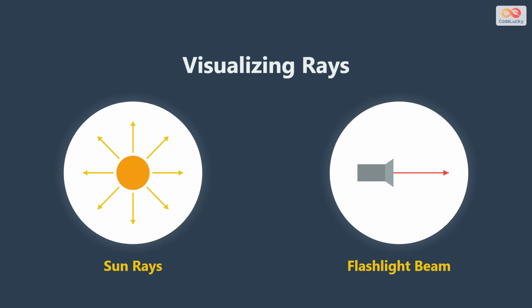The best way to visualize a ray is to think of the sun. The sun itself is the endpoint. The beams of light shooting out from it are the rays. They start at the sun and travel out into space forever. A flashlight works the same way. The bulb is the starting point, and the beam of light extends outwards in a straight line.